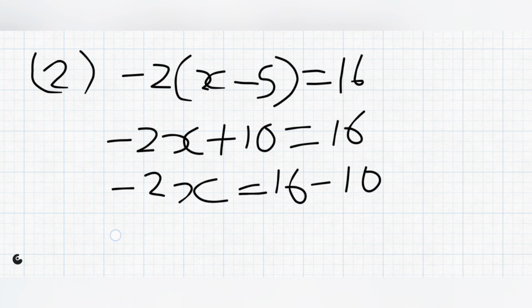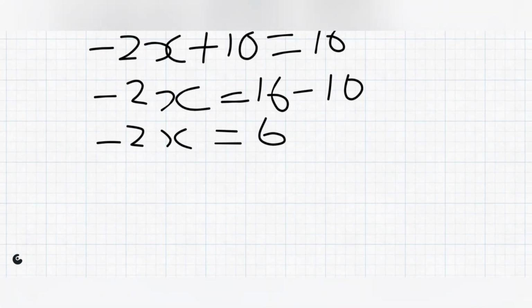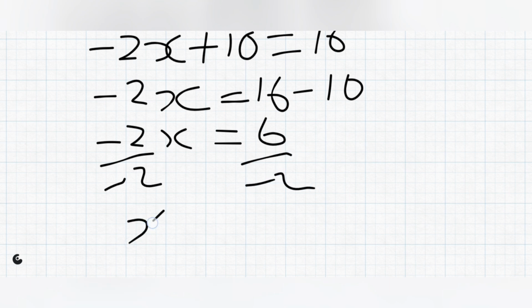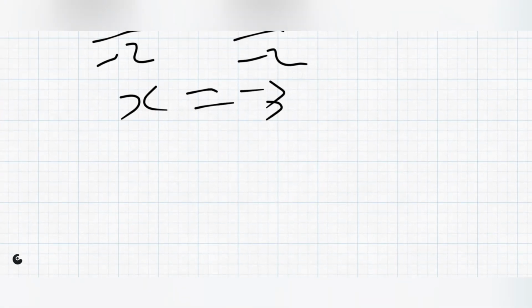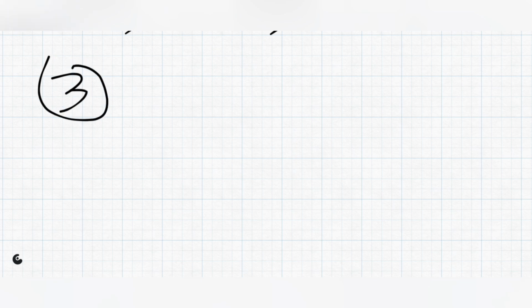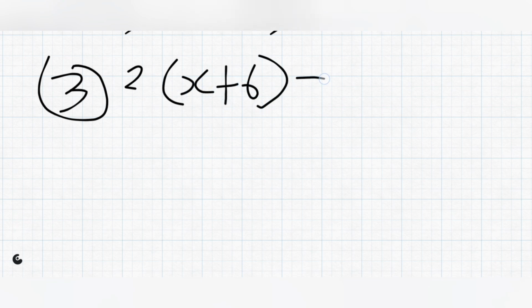16 minus 10 will give us minus 2x equal to 6. Now divide both sides by minus 2 to isolate x. Our x will be equal to minus 3. Let's pick another problem, number 3. You have 2 open bracket x plus 6 is equal to 4 open bracket x minus 2.